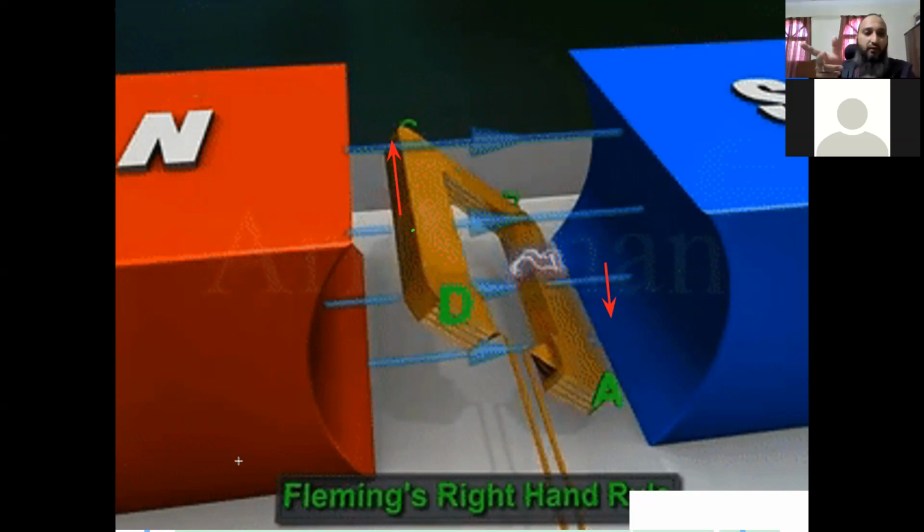So for C and D, the current is going into the page. And for A and B, my index finger is pointing towards south, and my thumb should point in the direction of the motion, which is downward. So my second finger will represent the direction of the current. The direction of the current for A and B is in this manner.